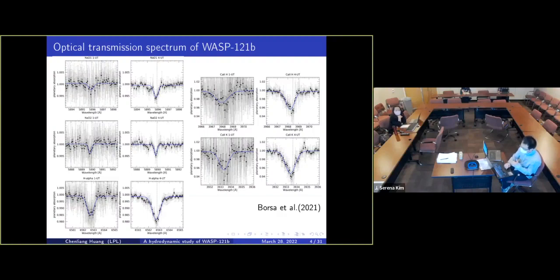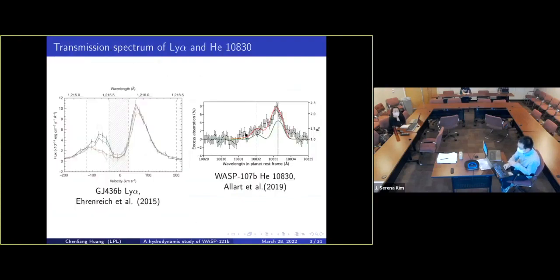Because clearly you see the second transit has a much better signal to noise. So in the later part of my work, I'm going to compare my model with this observation. Although compared to the helium, this percentage is the percentage of the starlight. So this is a helium and Lambda alpha has a very deep transit depth.